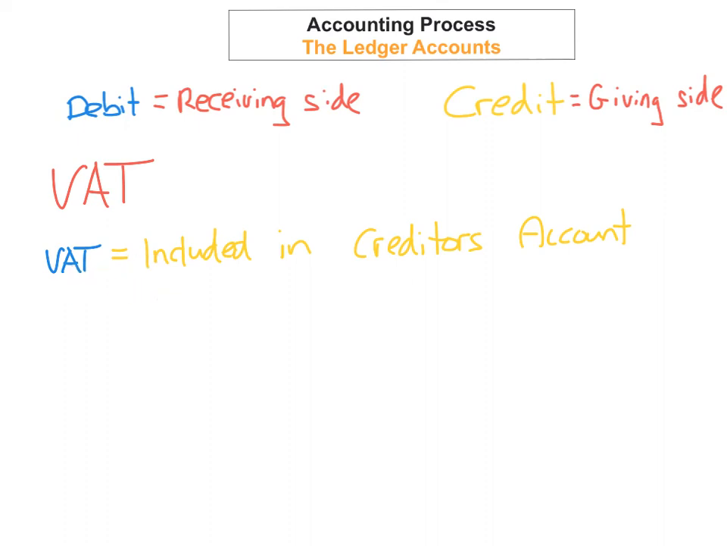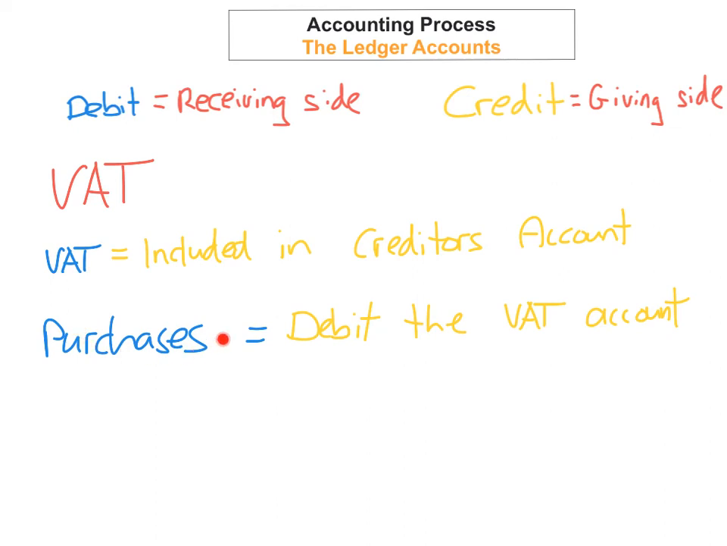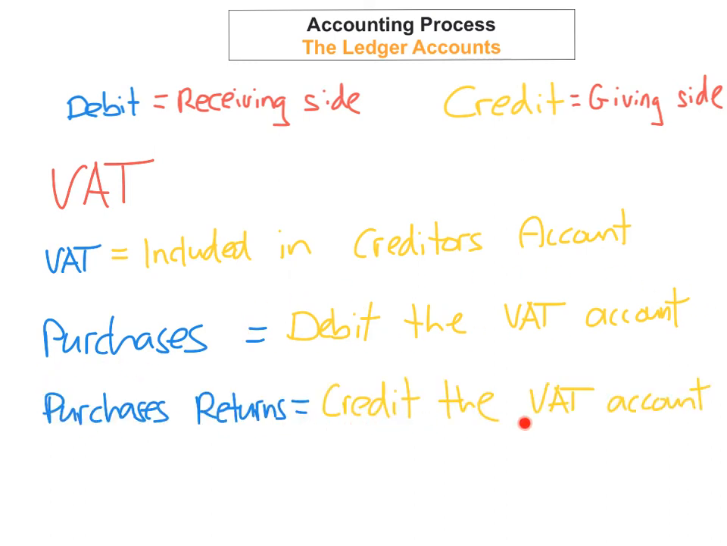Okay, and it's going to go like this. So for the purchases, we're going to debit the VAT account. So on the purchases book, we're going to debit the VAT account. And for the purchases returns, we're going to credit the VAT account. Okay, so for purchases, we're going to debit the VAT account. And for purchase returns, we're going to credit the VAT account.